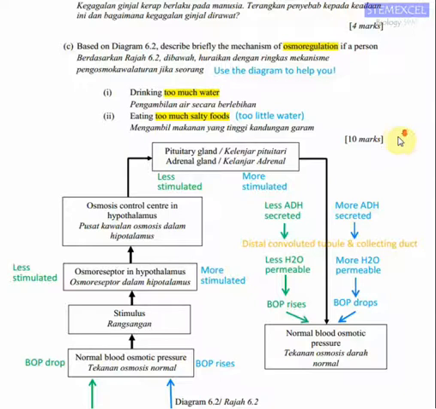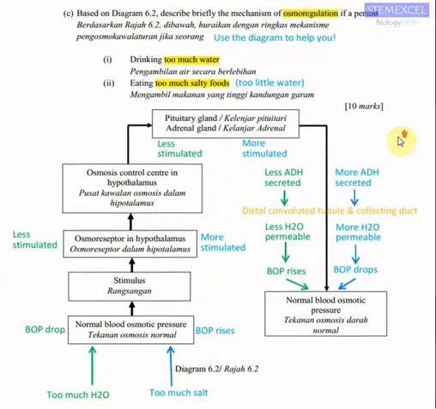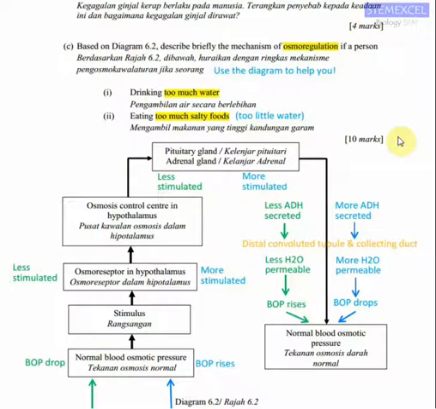And the next part here, you are given 10 marks to explain the mechanism of osmoregulation. If a person, one, drinks too much water, and the second one, eats too much salty food. So once again, always look into the diagram, and as usually the diagram will provide some useful hint as well as useful keywords that you can use for your answers.